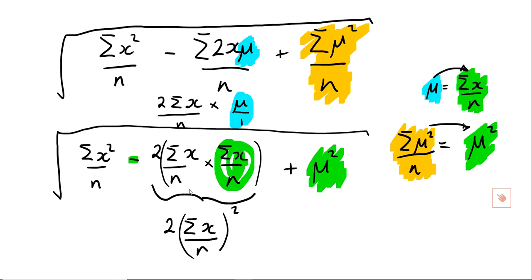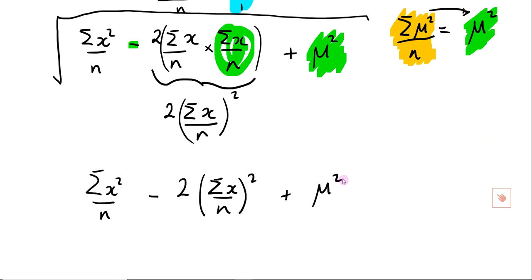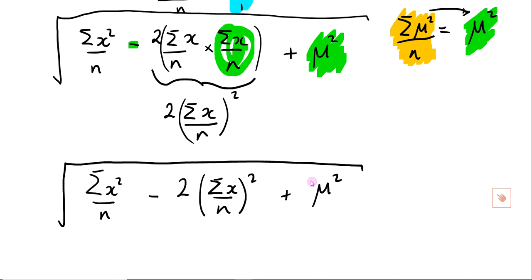No? Alright? Okay. So currently then, my formula is now the sum of x squared divided by n, minus 2 lots of the sum of x divided by n squared, plus the mean squared, all divided by, all square rooted, and this is still the standard deviation formula. Okay? The next step gives us another thing which says substitute in again that mu equals the sum of x over n. Alright? So we've got to substitute it in again.